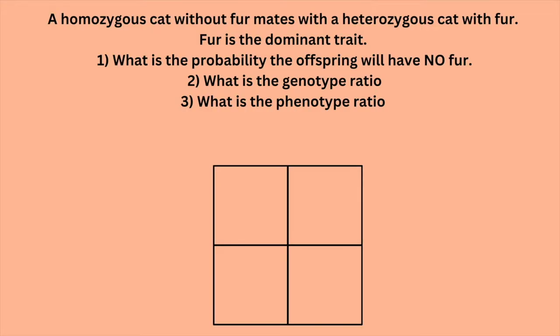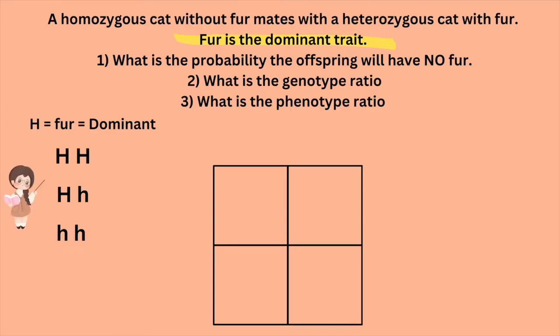Okay, here's our Punnett square that we're slowly going to fill in. But first, notice one very important piece of information given. Fur is dominant. So by default, no fur is recessive. First off, let's find the variation of genotypes we can have. We can have big H, big H, big H, little h, and little h, little h. These allele variations or genotypes can provide some information for us.